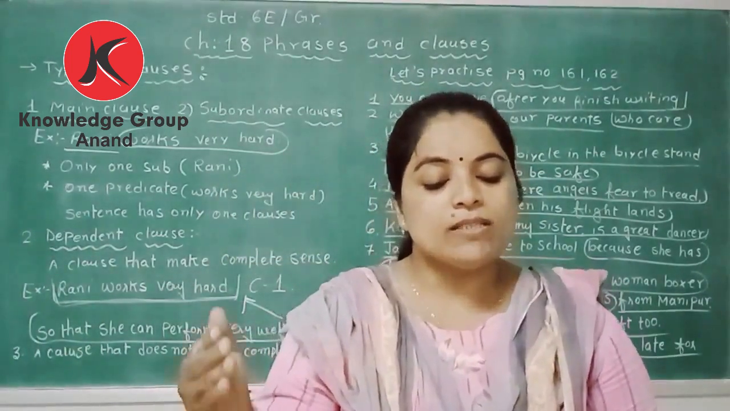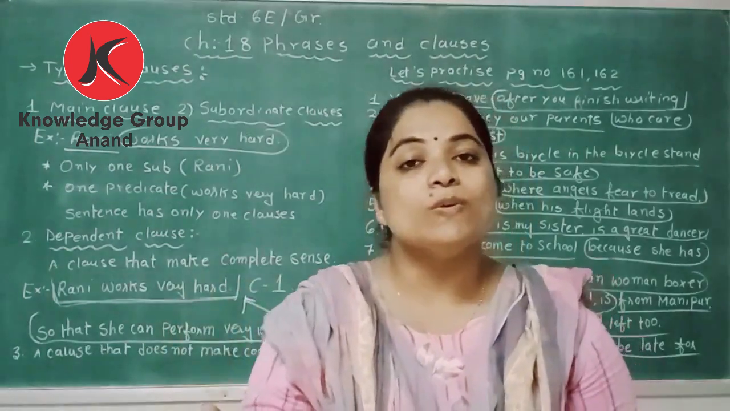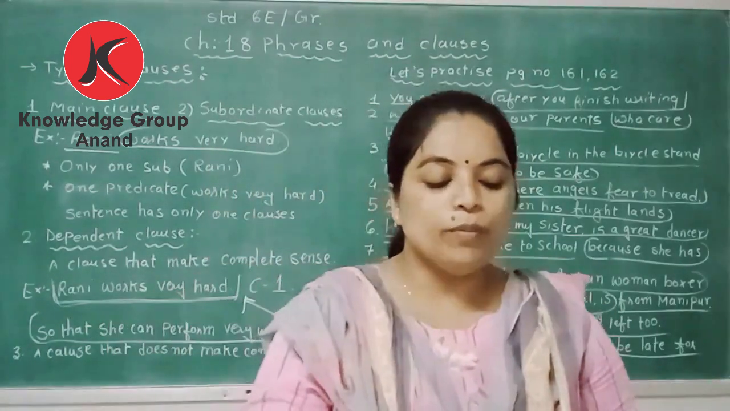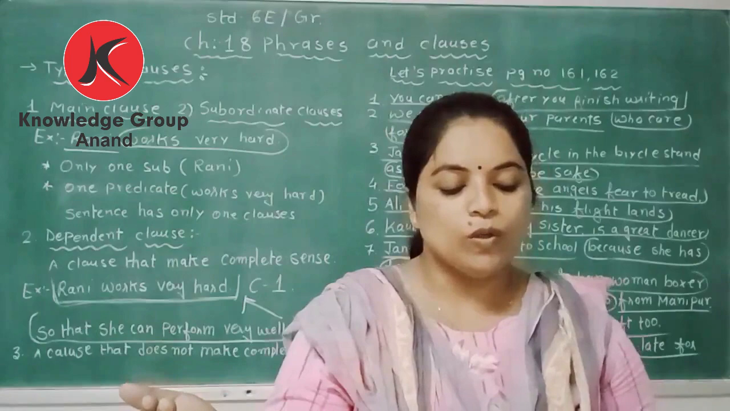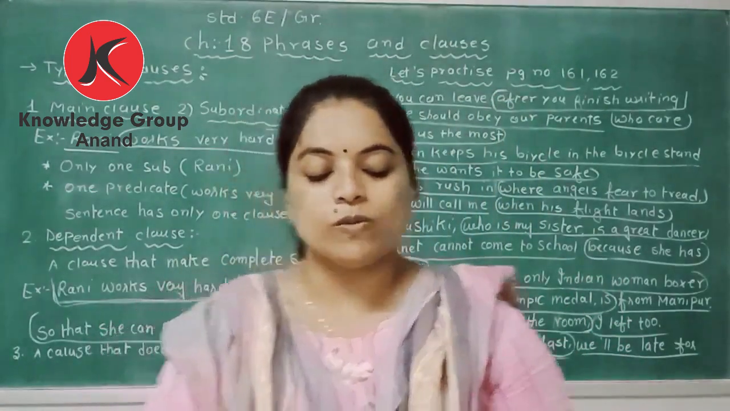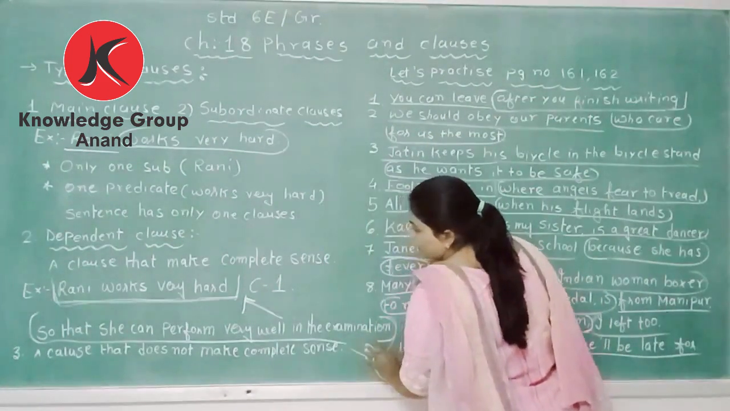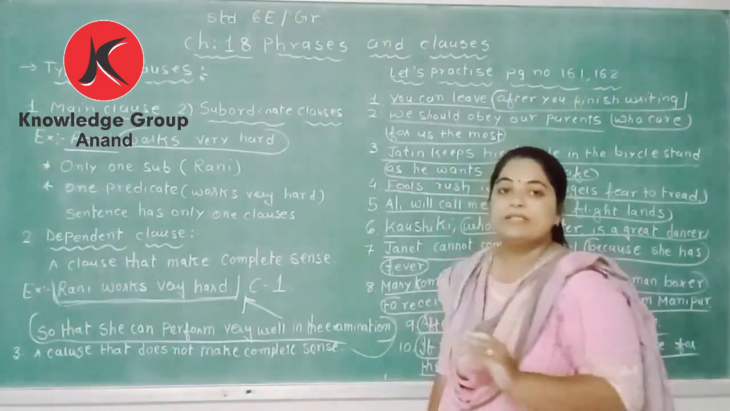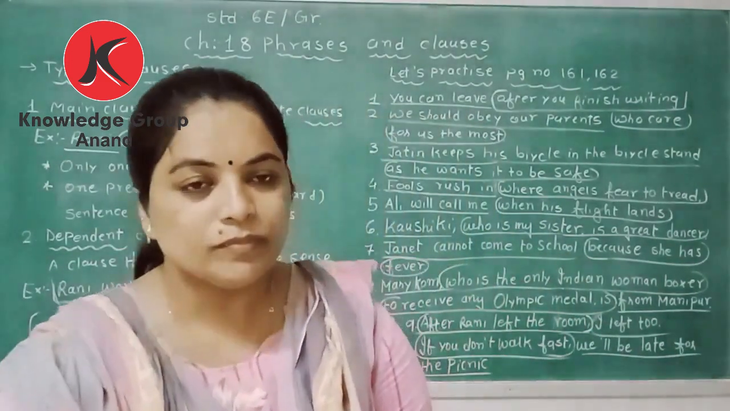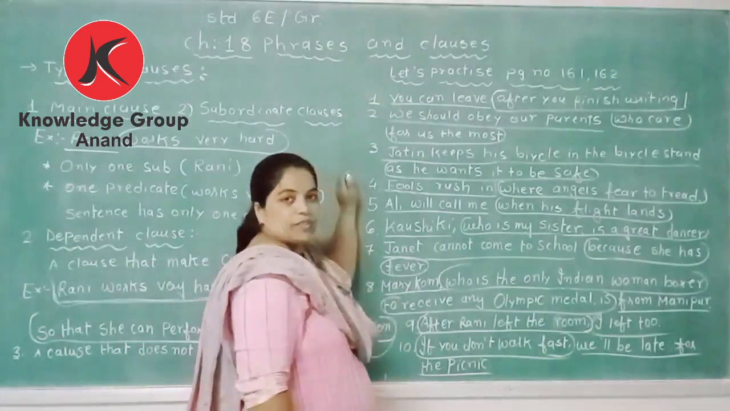They are also known as subordinate clauses because they are less important than the main clause in a sentence. A clause that does not make complete sense on its own is known as a dependent or subordinate clause. So the second clause that does not make sense on its own in a sentence is called a subordinate or dependent clause. Now we have an exercise about it.